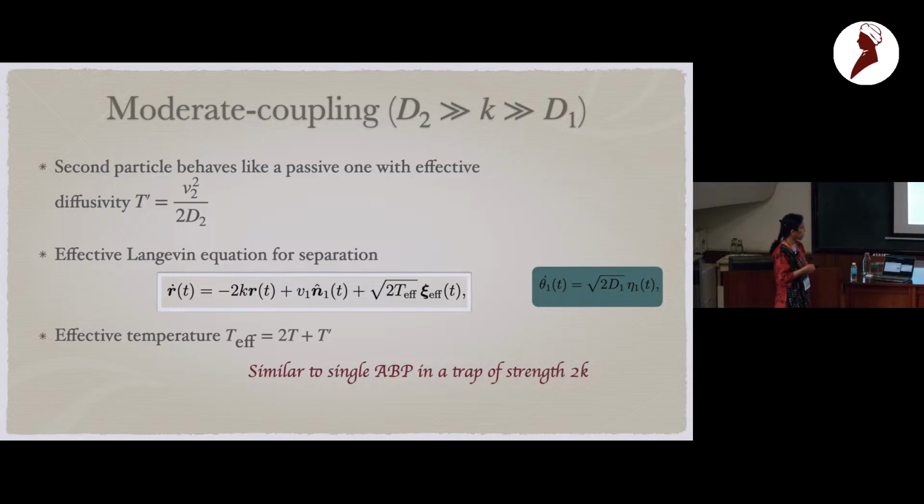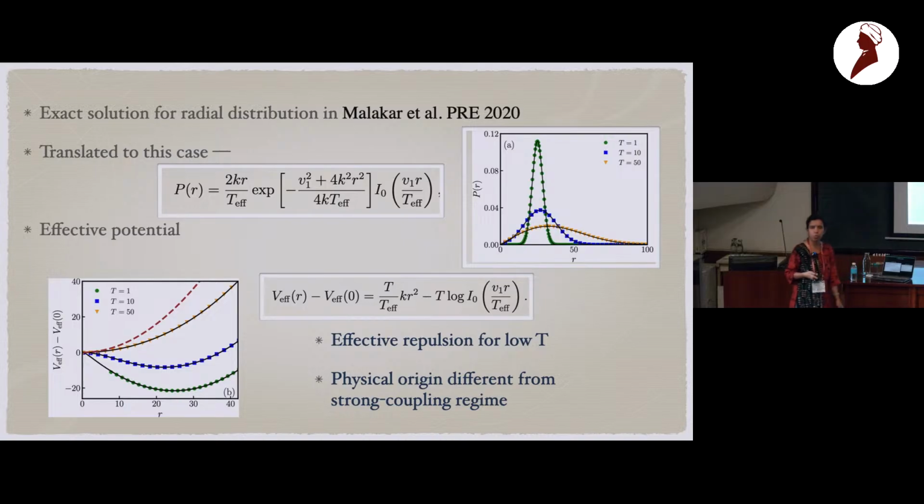So we only have one active noise. N2 rotates so fast that we can describe it with an effective temperature. This T effective is the ambient temperature plus the effective diffusion coefficient. This problem was solved by Abhishek and Anupam and co-workers in 2020, so we translated their result to this case.